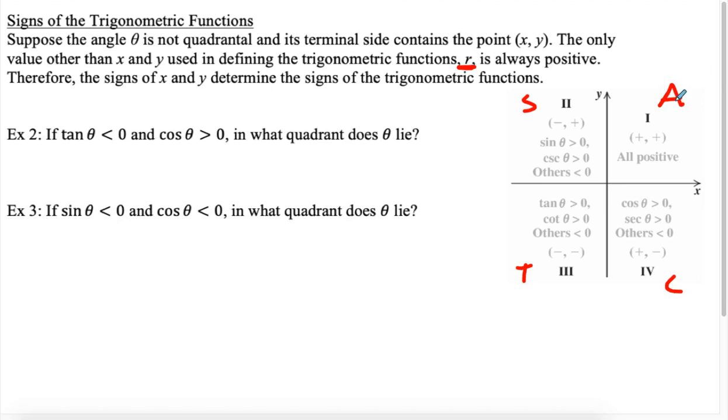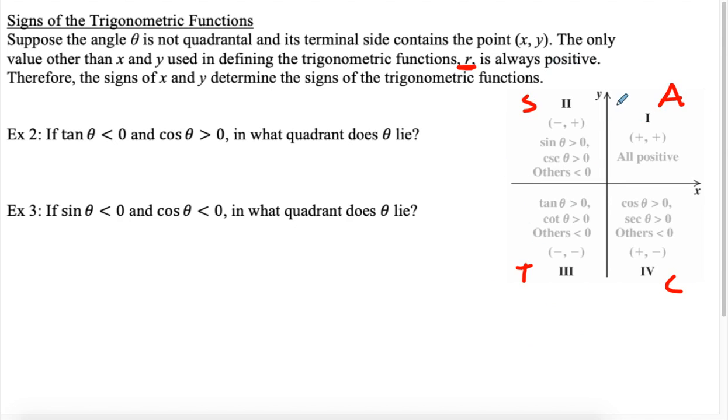All of them are positive in the first quadrant. Only sine is positive in the second quadrant. Only tangent is positive in the third. And only cosine is positive in the fourth. Okay, so the way to remember that is "All Students Take Calculus."